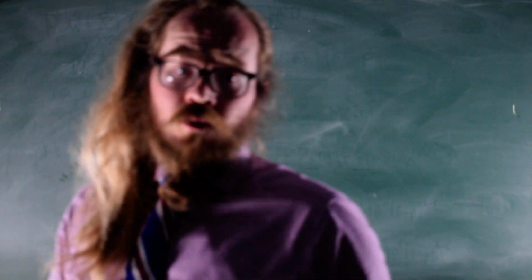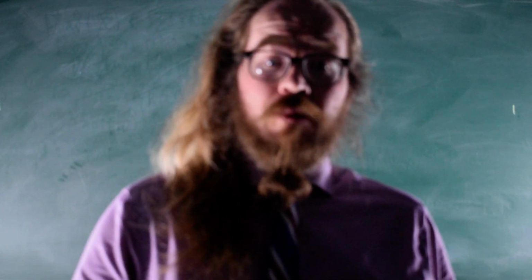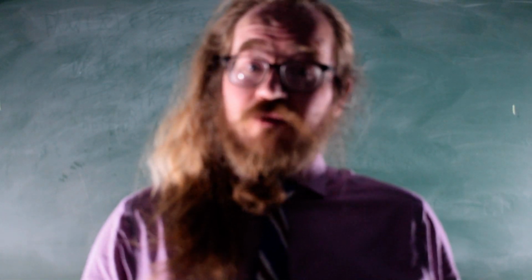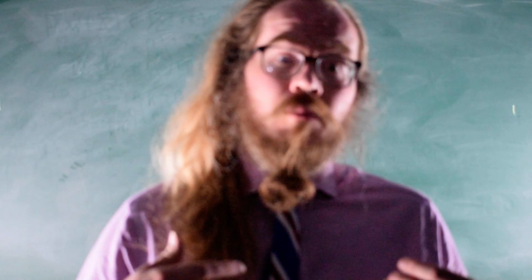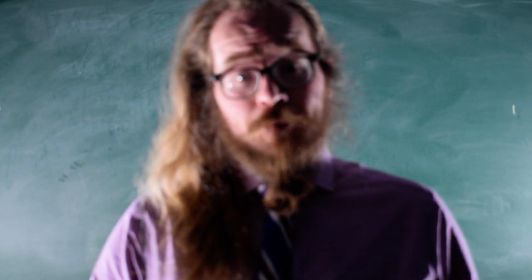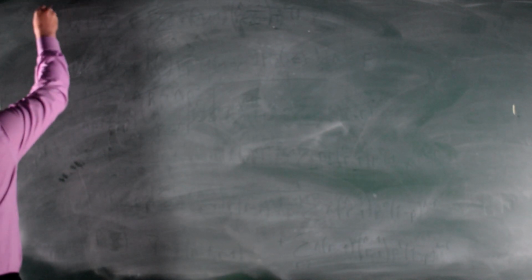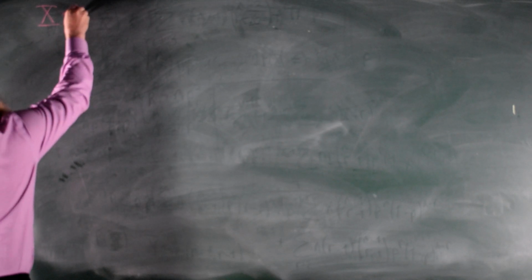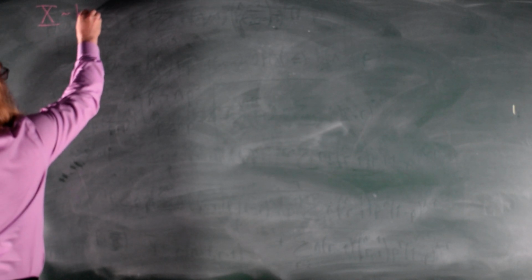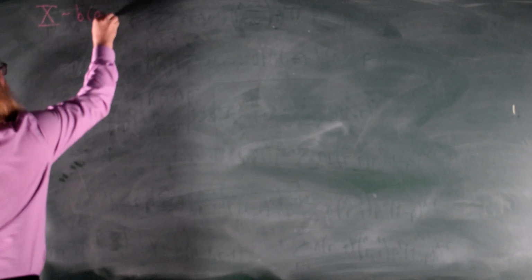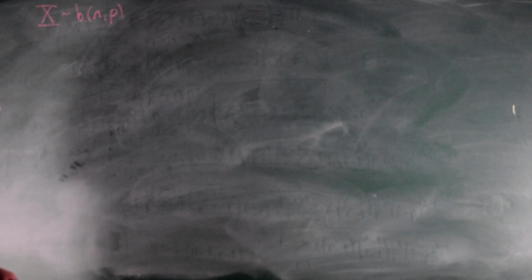Welcome. In this video, I will state and prove a formula for the expected value and the variance for a binomially distributed random variable. Alright? So let's say we have this nice little variable here, X. It's binomially distributed with parameters n and p.